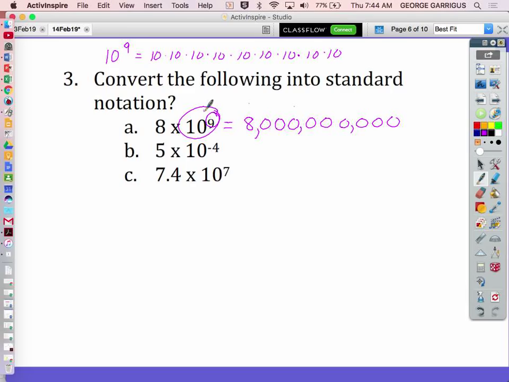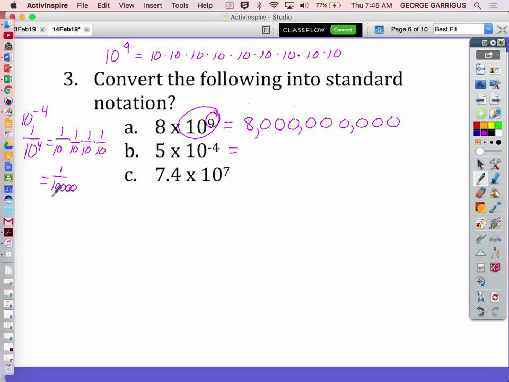This is -4. So how would 10 to the -4 work? Think about your rules of exponents. Isn't that 1 over 10 to the 4th, which is 1 over 10 times 1 over 10 times 1 over 10 times 1 over 10, or that's 100, 1,000, 1 over 10,000.